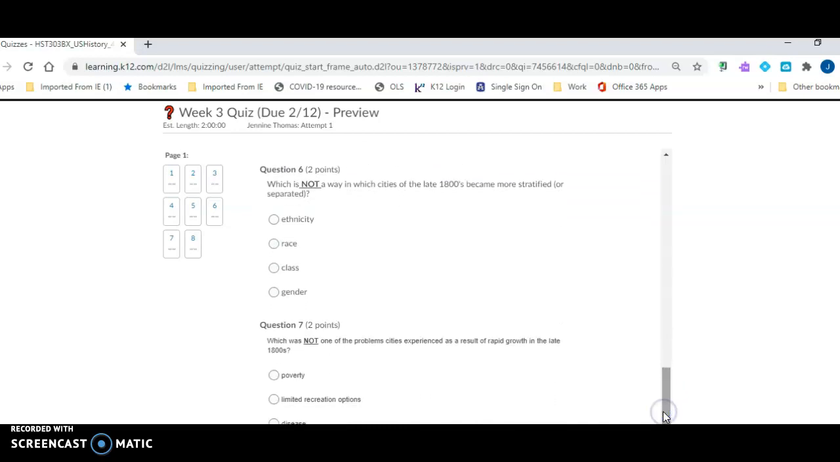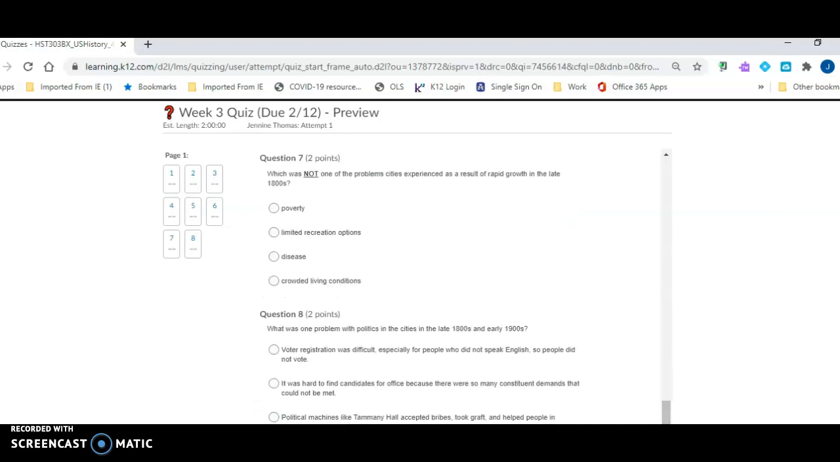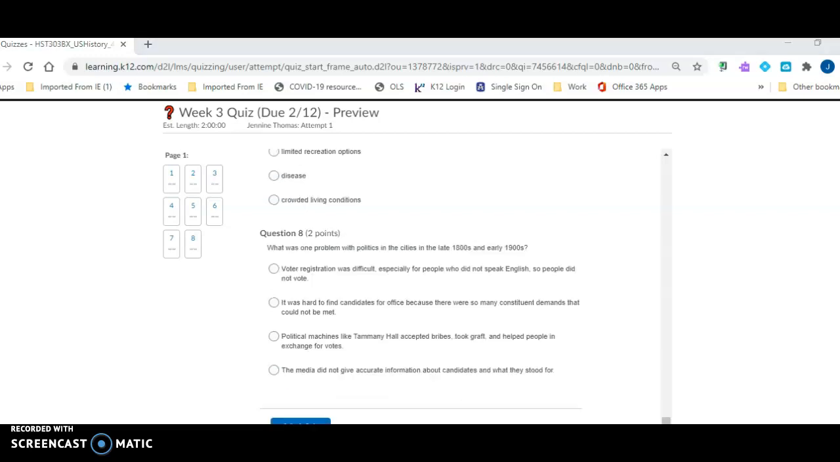Question number 6. Which is not a way in which cities of the late 1800s became more stratified or separated? Ethnicity, race, class, or gender? Question number 7. Which was not one of the problems cities experienced as a result of rapid growth in the late 1800s? Poverty, limited recreation options, disease, crowded living conditions.